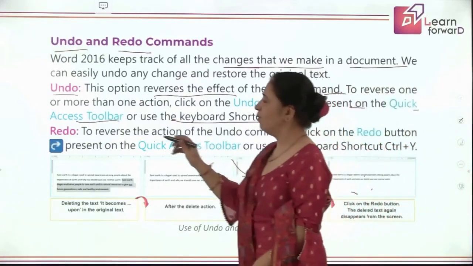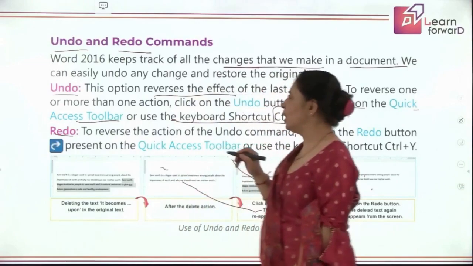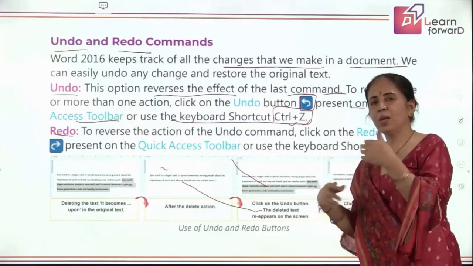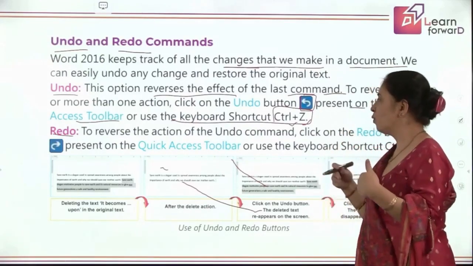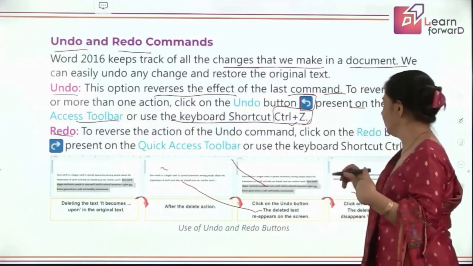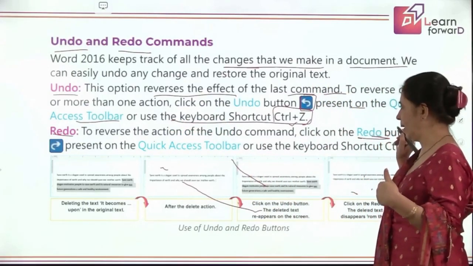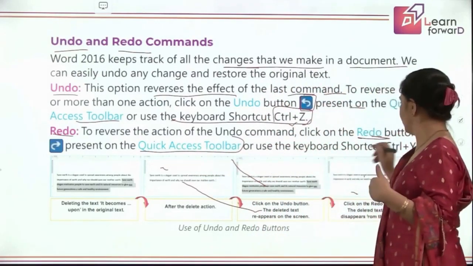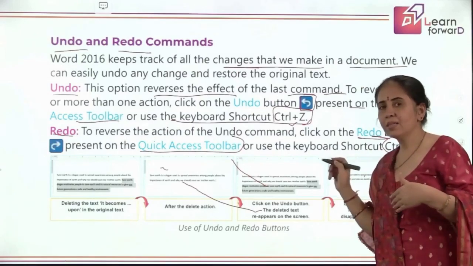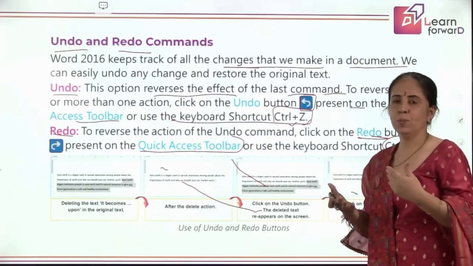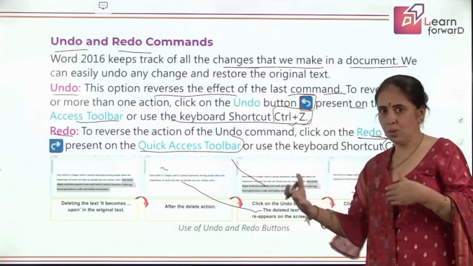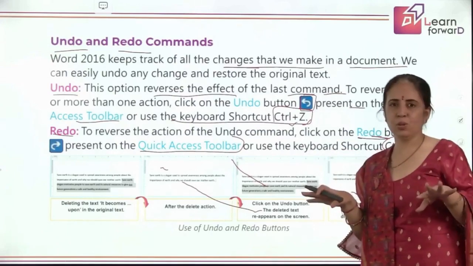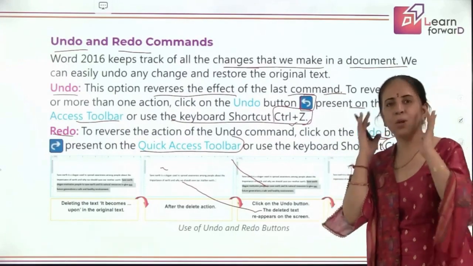Similarly, we have the redo button. So redo is the reverse action of undo. Suppose you have done some action and you want to keep doing that action many times. So for that, you have a redo button. So just click on the redo button on the quick access toolbar, and there is Control Y as a shortcut key to do redo. So remember, undo, Control Z; redo, Control Y. Okay, they are very, very frequently used buttons. So just keep them in your mind.